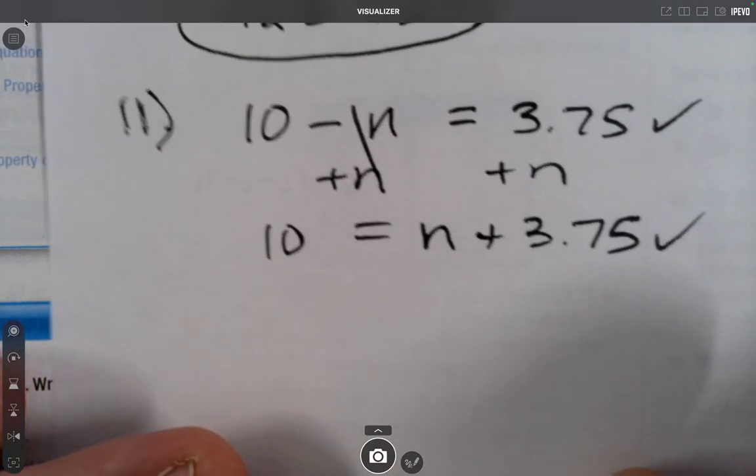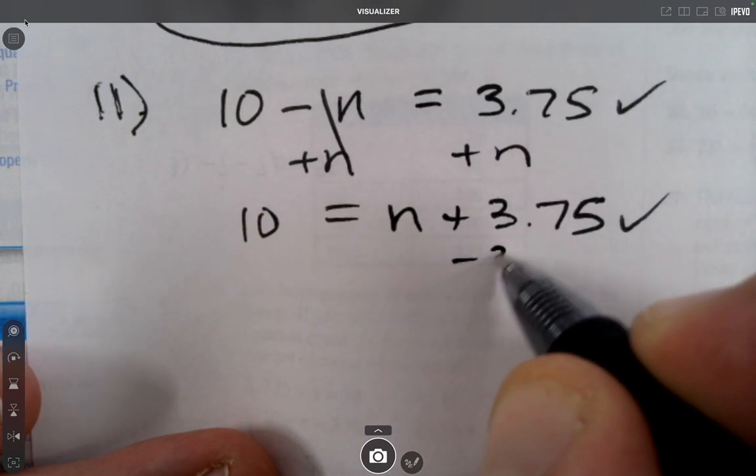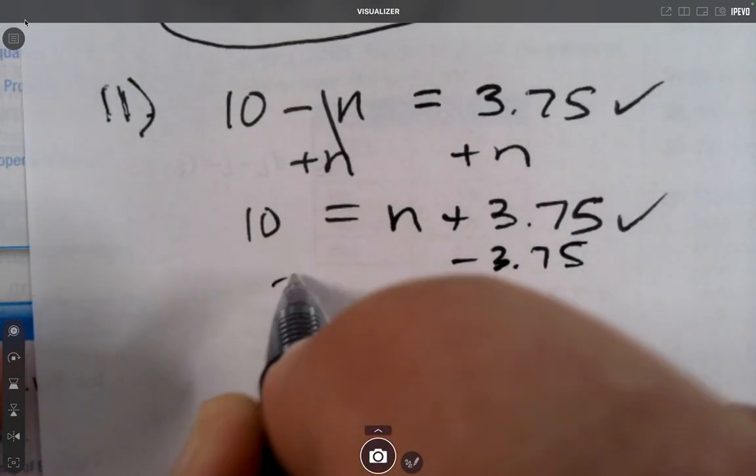Okay, yeah, because if you look at this equation right here, I could just choose to subtract 3.75 from both sides.